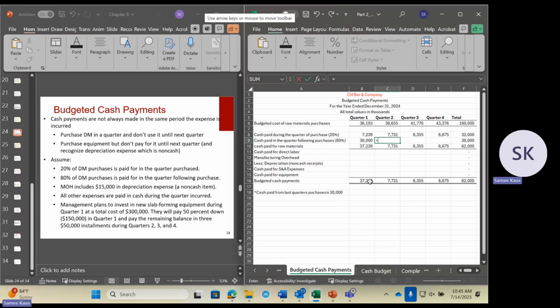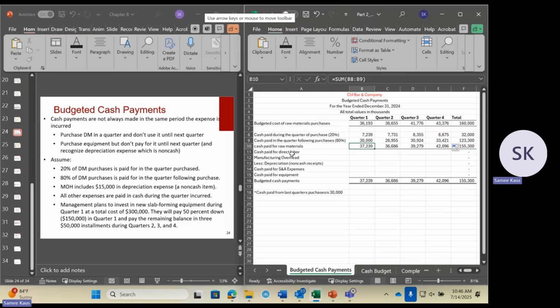So what we do have information for is that in Q1, I had my 36 million in purchases. I have already paid for 20%. I am now paying for the remaining 80%. And I flow that through, and I just have my sums over here.